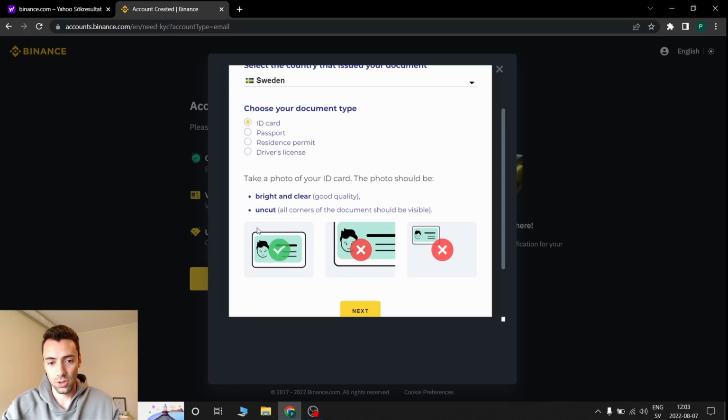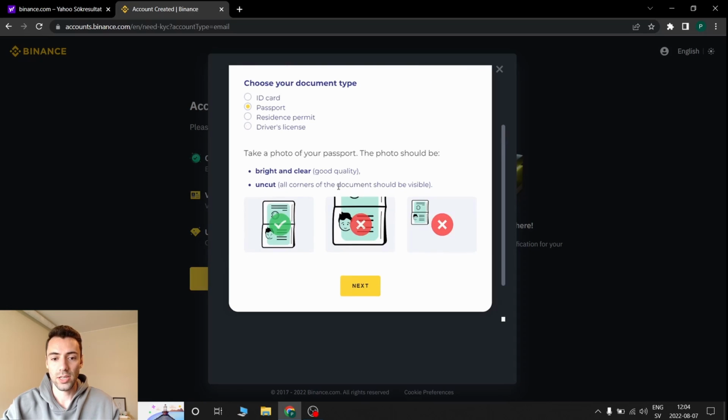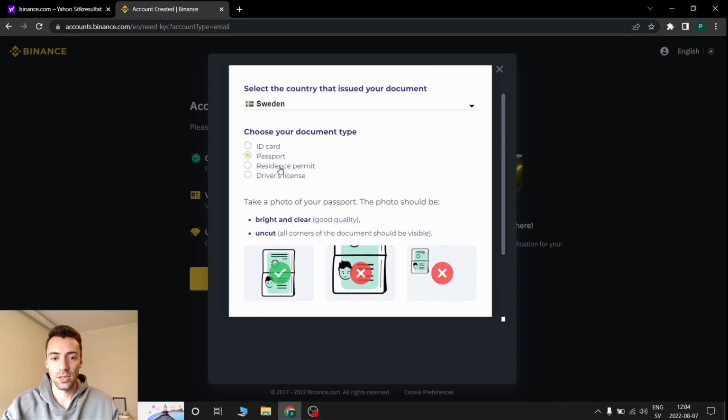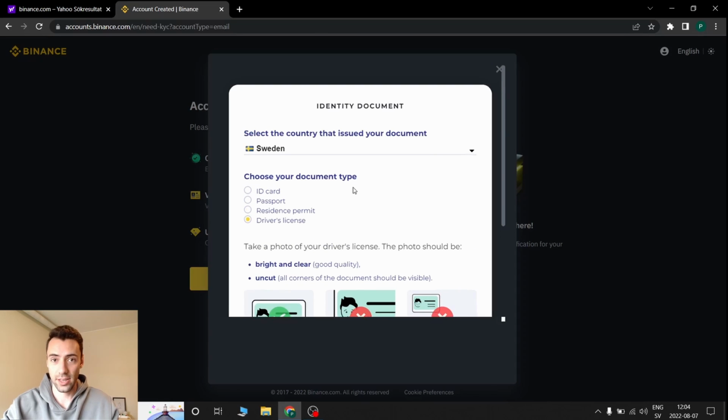It must be in the frame 100%, not like this, not like this, like this. And next, if you want to use your passport, you have to do it like this. I don't know, residence permit, driver's license, and like that. So I'm going to skip this part, but you have to do it before going through Binance, because Binance doesn't allow you to trade or use their other features.